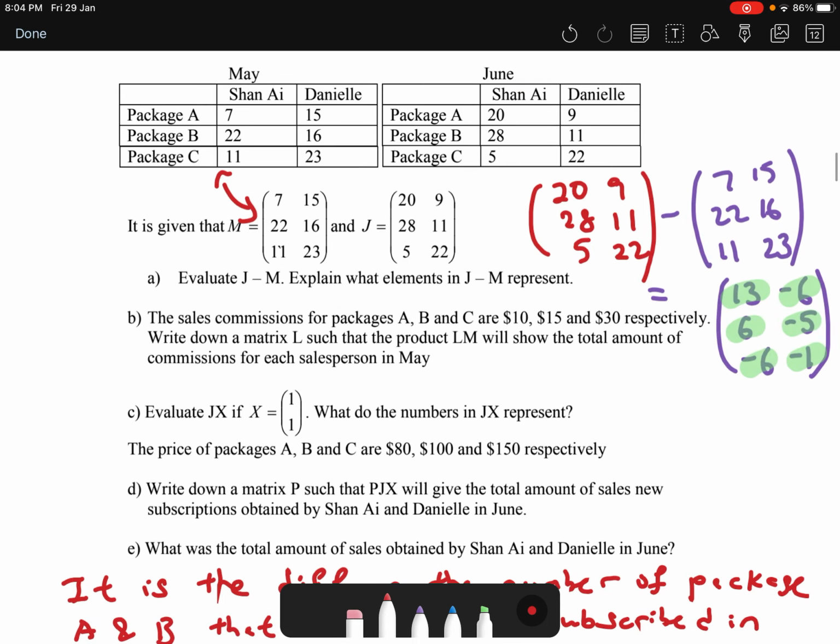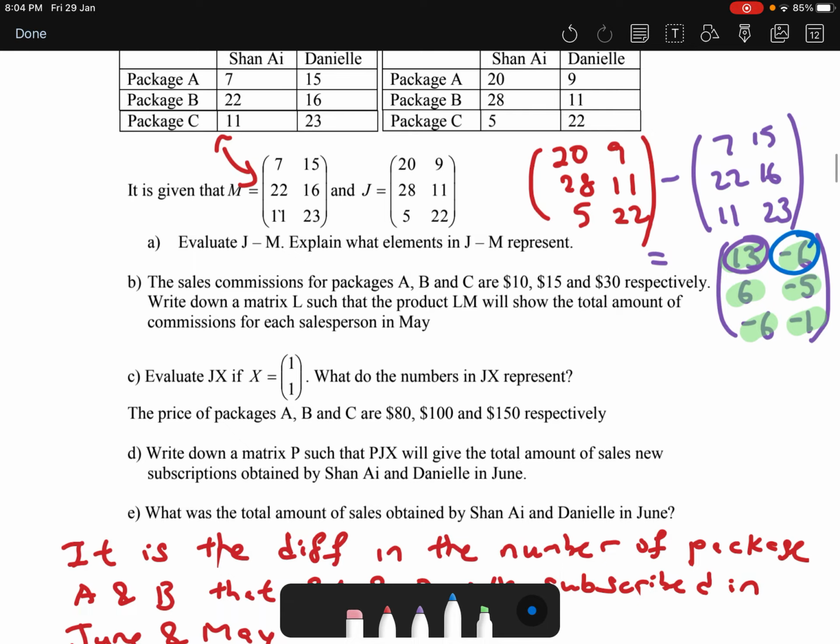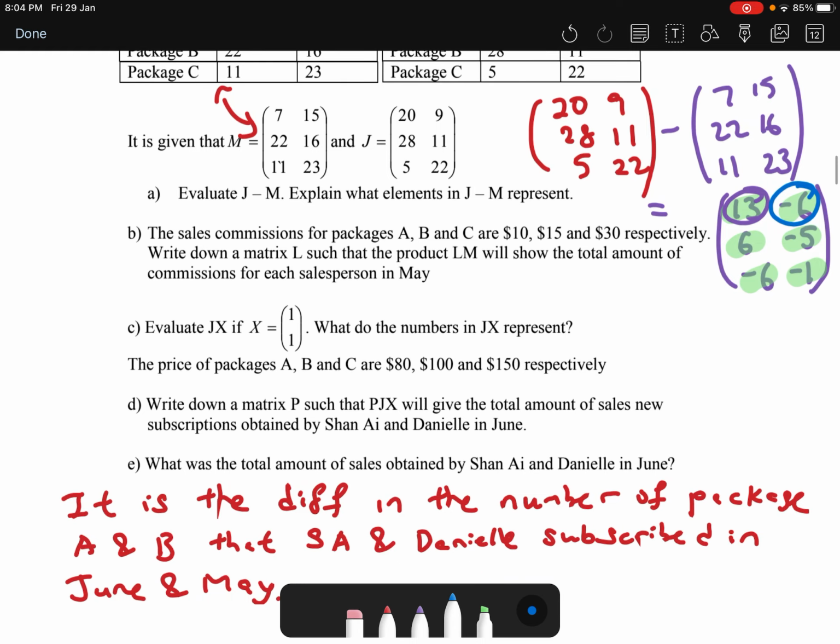I think a more specific conclusion is that you can see some numbers are positive and some are negative. A positive number means they subscribed more. Let's take a look at this 13. This 13 means that Shan Ai subscribed 13 more package A in June than in May. Then let's look at this negative 6. This means that Shan Ai reduced the subscription of package A in June compared to May. So these are all the representations.